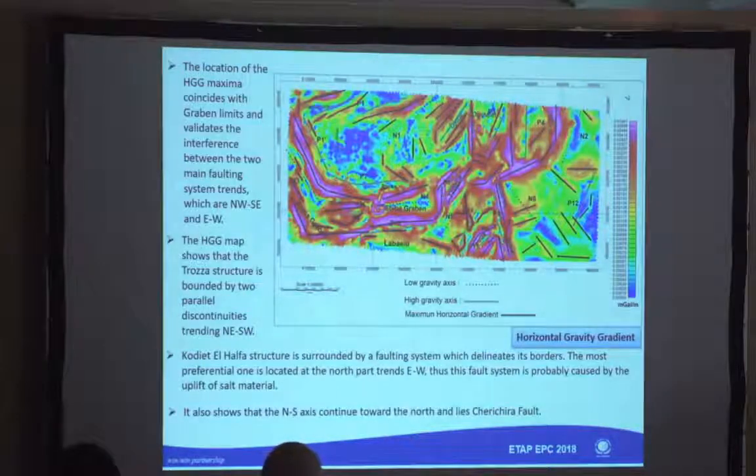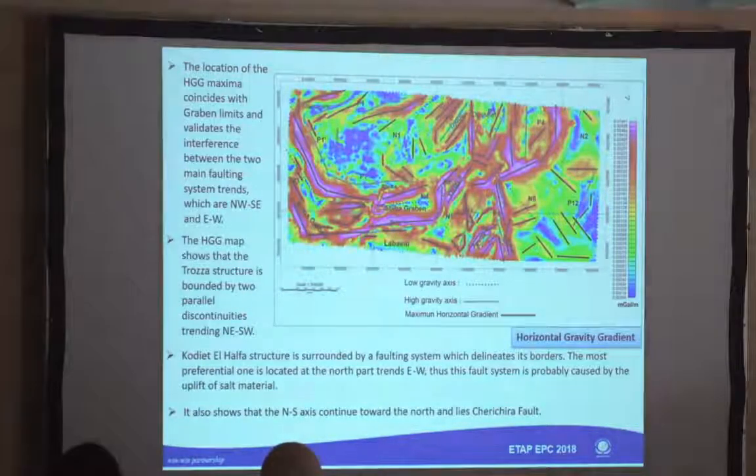Also, the Qudit Halfa structure is surrounded by a faulting system which delineates its border. The most preferential one is located at the north part, trending east-west. Thus, this fault system is probably caused by the uplift of salt material. It also shows that the north-south axis continues toward the north and joins the Shirishira fault.